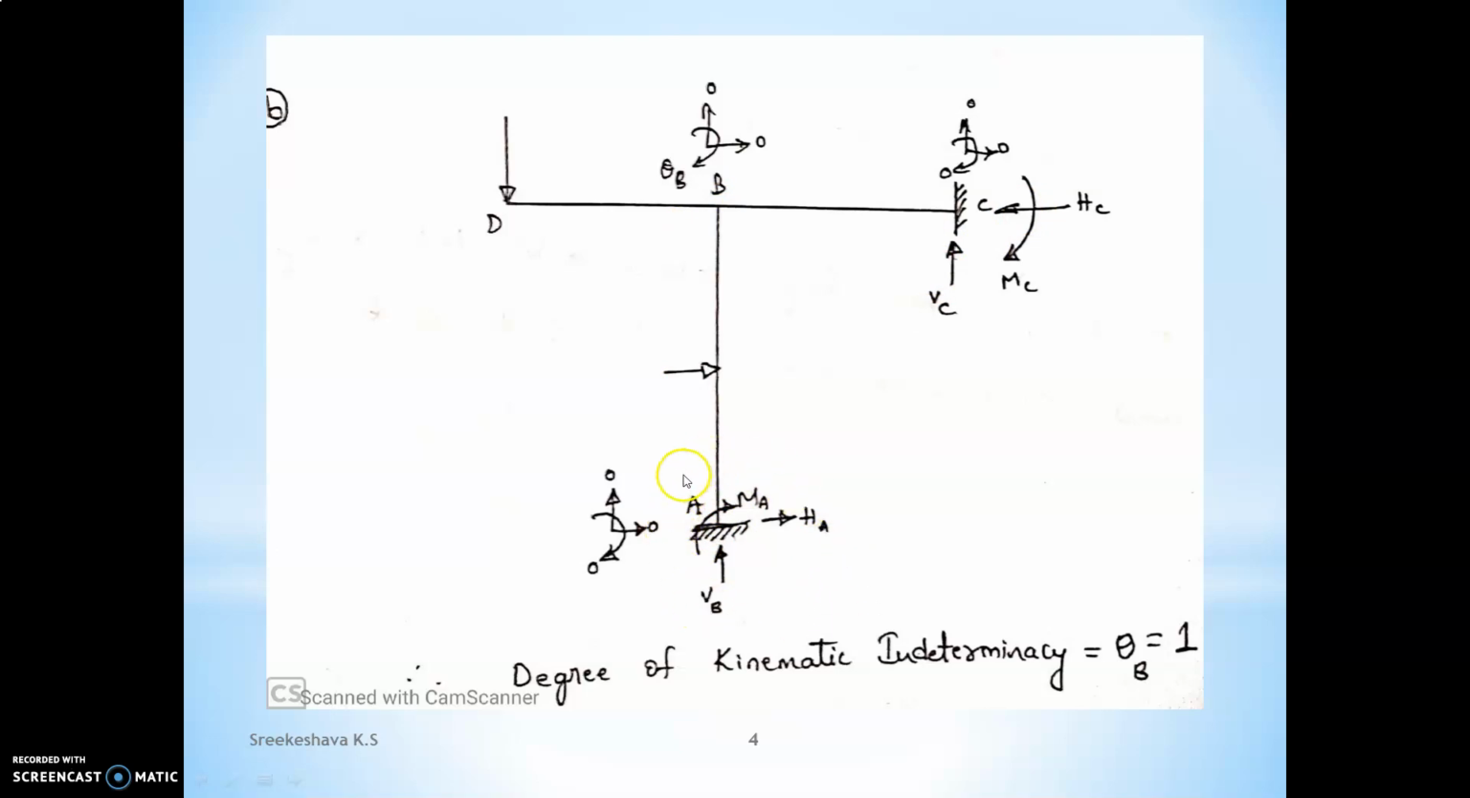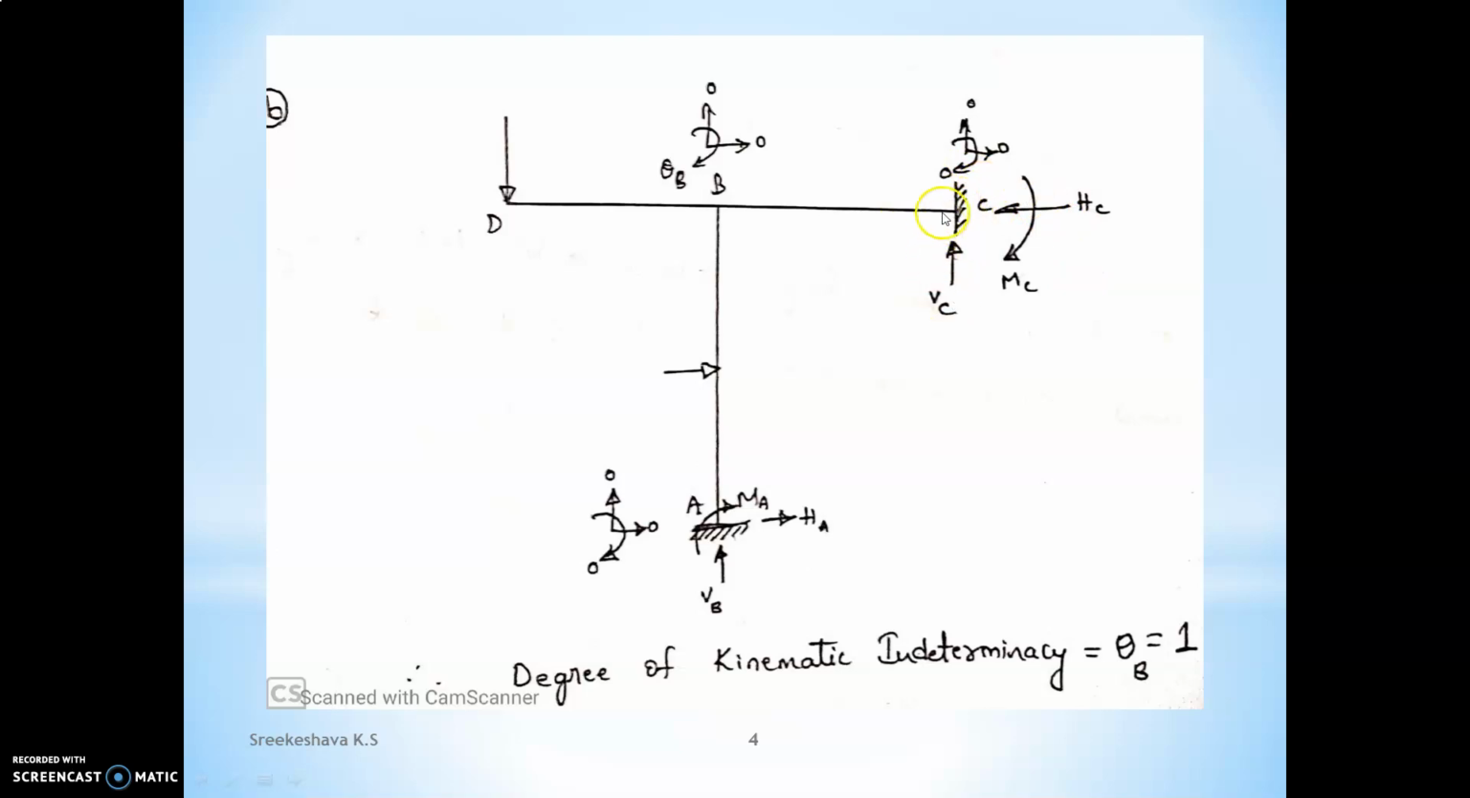A is having fixity. Fixity means there is no horizontal displacement, there is no vertical displacement, and in rotation also there is no theta, because the moment will resist. So at joint A it is 0. At joint C also it is fixed. Therefore, all three displacements are 0. But if you come to B, because of A fixed, VA will not allow it to move in the vertical direction, so 0. Because of C fixity, HC, B will not move horizontally, 0 because of C fixity.